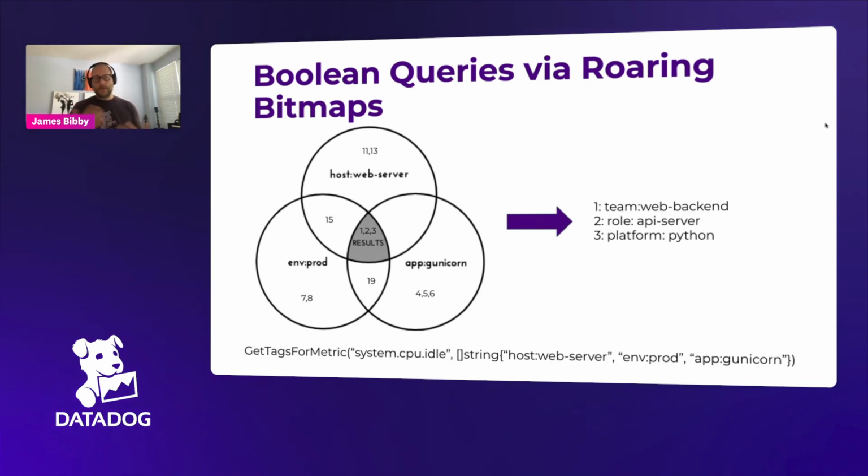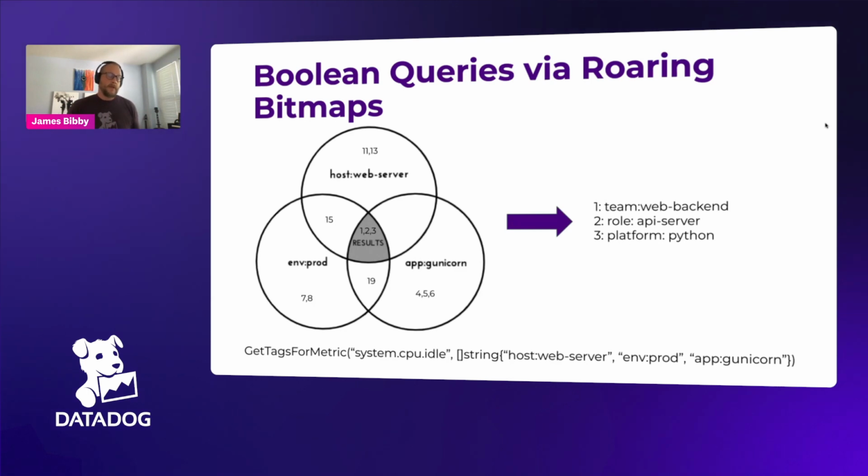We can do other things with ORs and also NOTs. There's a whole bunch of Boolean logic that comes with using roaring bitmaps. So that's what you see on the right-hand side. That's in a nutshell what TagDex does, and we use RocksDB as the storage engine for all of our KV stores in there.